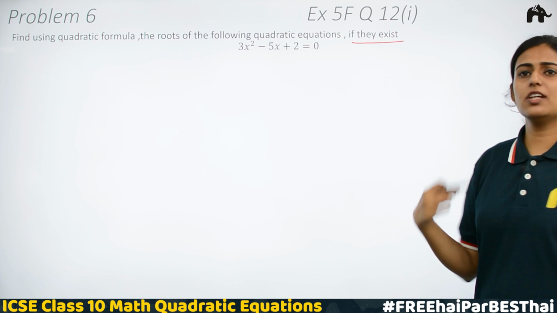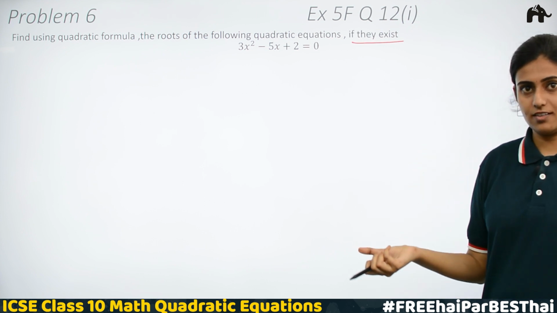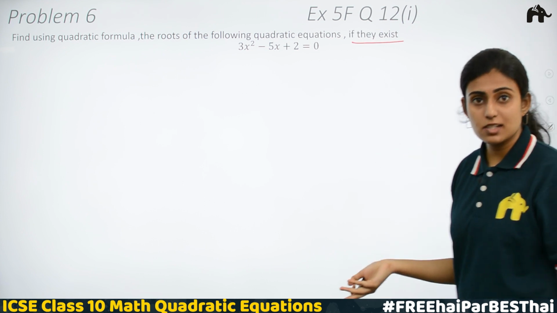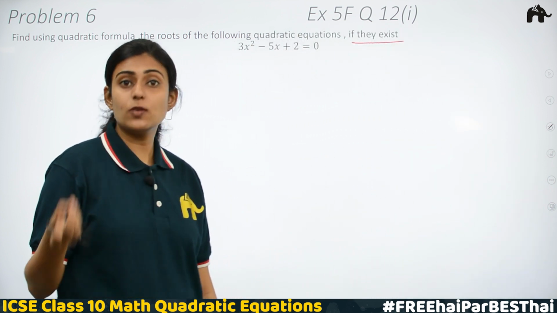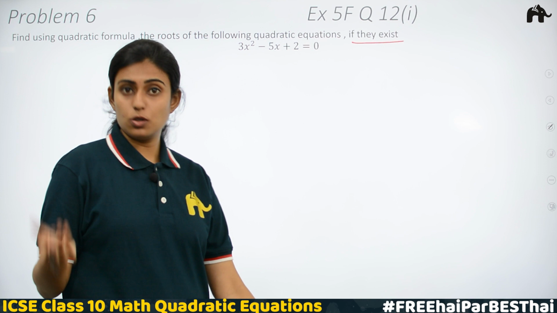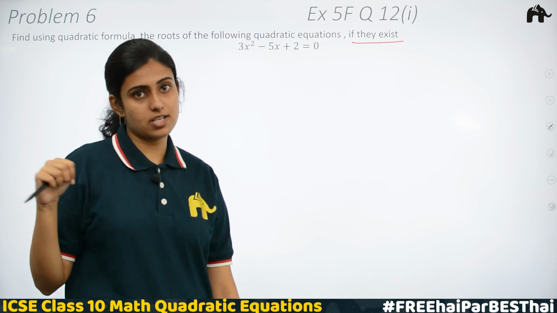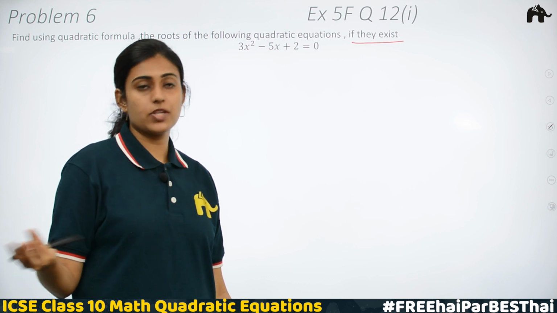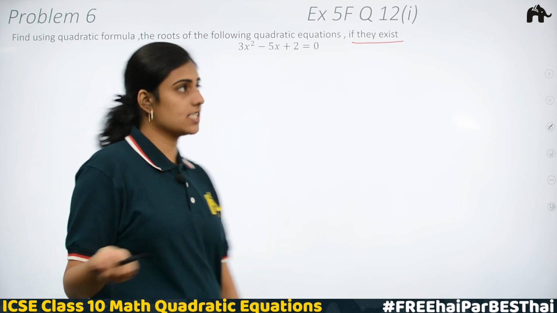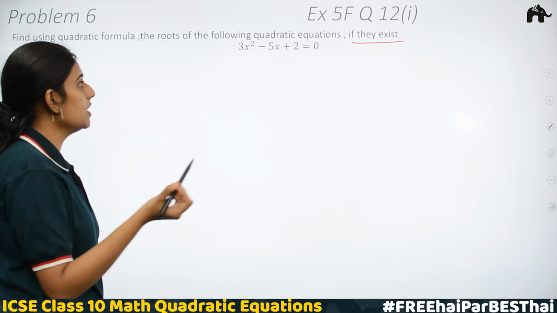How to know if the root exists or not? We just need to find the discriminant, and only if the discriminant is greater than 0 or equal to 0, there will be roots and we will be able to solve the quadratic equation. If the discriminant is less than 0, then no real roots exist. So, let's find the discriminant first.